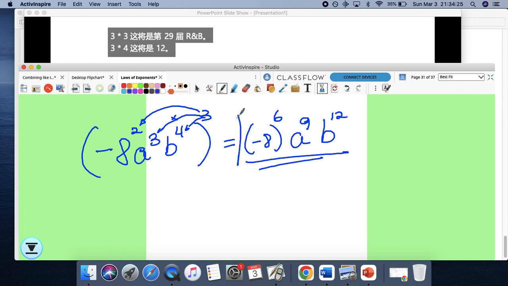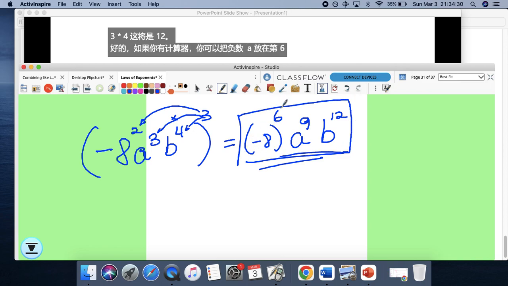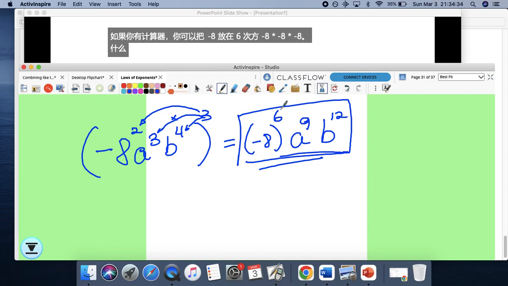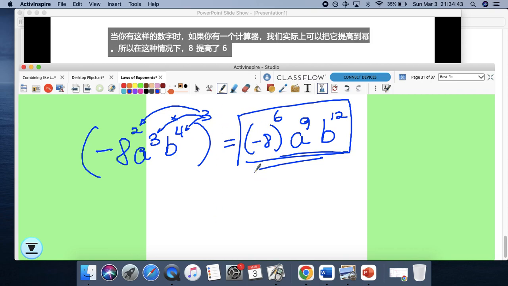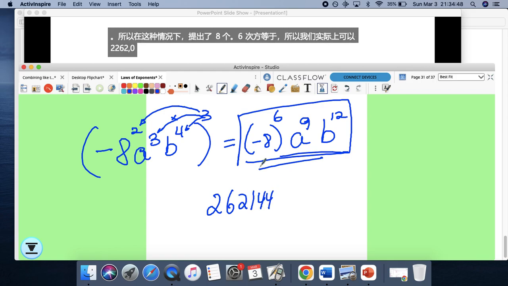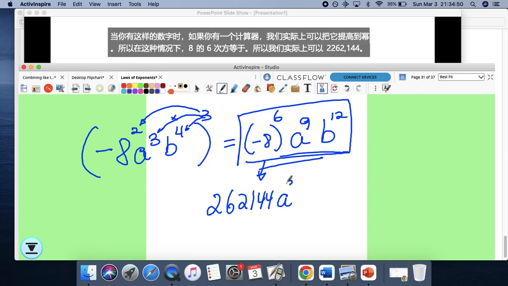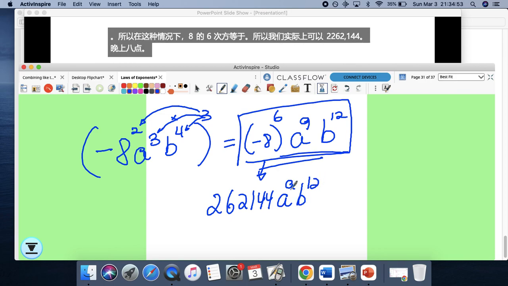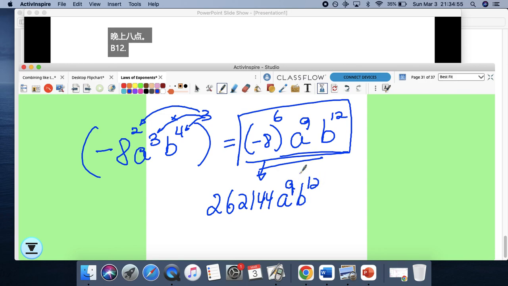Okay? And if you have a calculator, you can put negative 8 to the 6th power. Negative 8 times negative 8 times negative 8. When you have a number like that, we can actually raise it to the power if you have a calculator. So in this case, negative 8 raised to the 6th power equals 262,144, a to the 9th, b to the 12th. Okay? All right, please write these down.